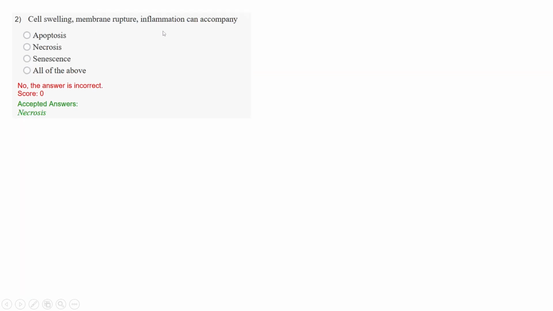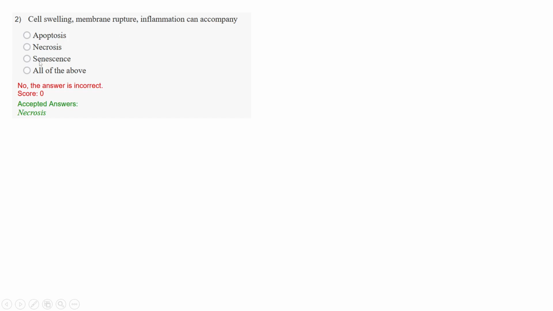Cell swelling, membrane rupture, inflammation can accompany which option? Necrosis. In necrosis, generally the membrane ruptures, inflammation is produced, and the cell swells. But in apoptosis, the membrane blebbing occurs and the membrane does not rupture. The cell shrinks, not swells, its area is reduced, and inflammation is not produced.